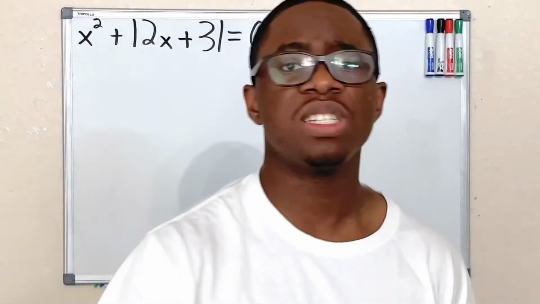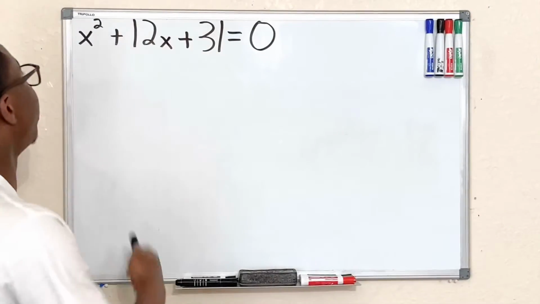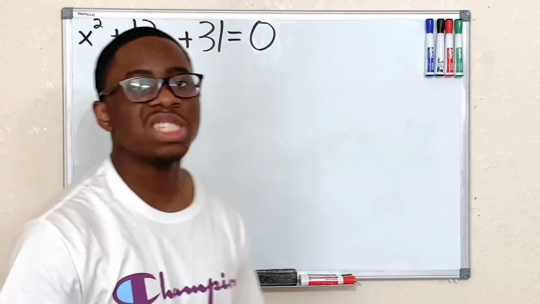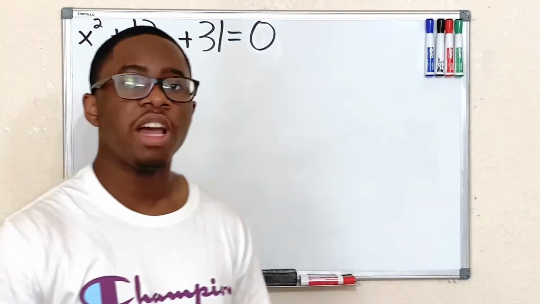Alright guys, let's try one test question before we go. So here we have x squared plus 12x plus 31 is equal to 0. And we're asked to find every value of x. How do we do that?